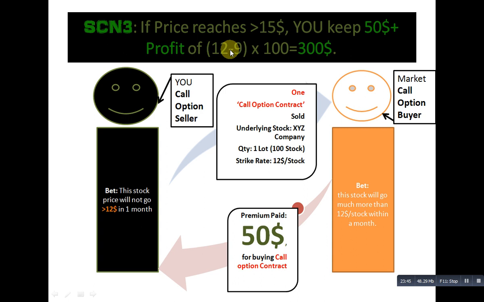So that means, if you remember, you had bought the stock at $9. So you will still make a profit of this $50, which was the premium, plus 12 minus 9, which is 3, into the 100 quantity of the stock. So 300. So you will still make this $350 profit. However, any and every profit above $12 you will not be able to make because you have to sell this 100 quantity of stock at the $12 price only.